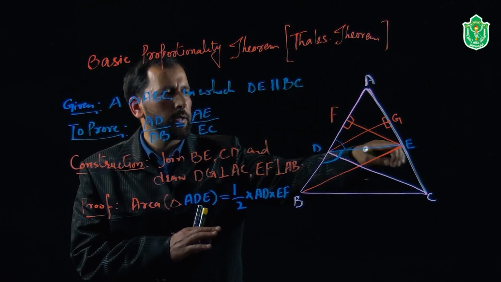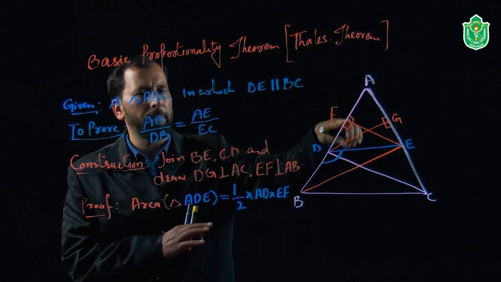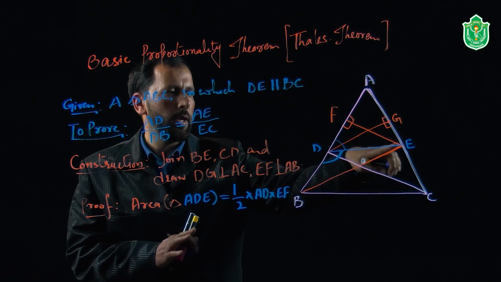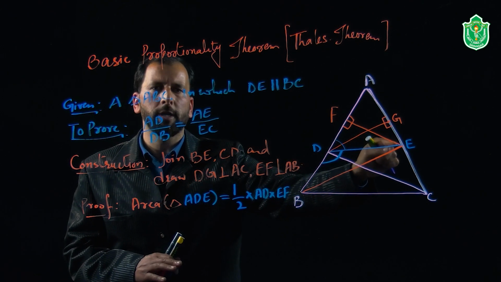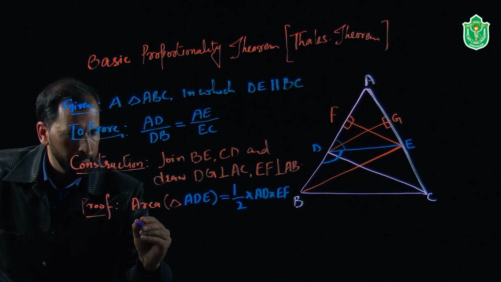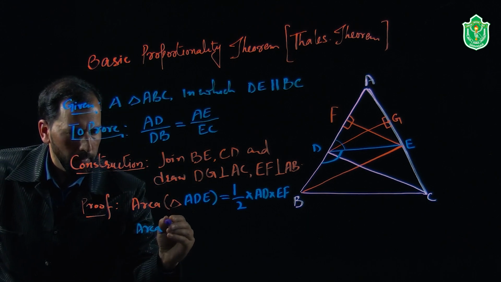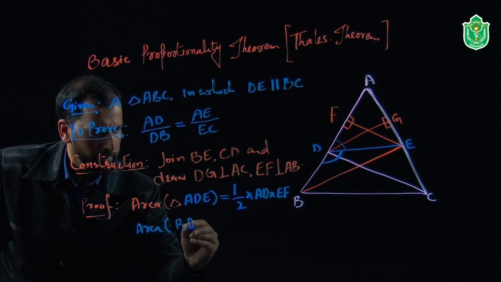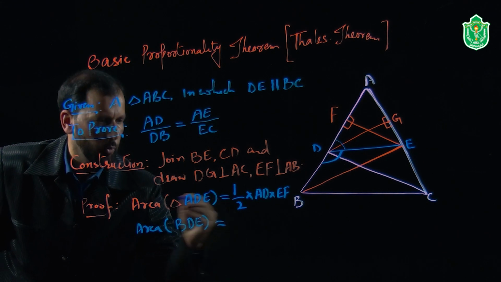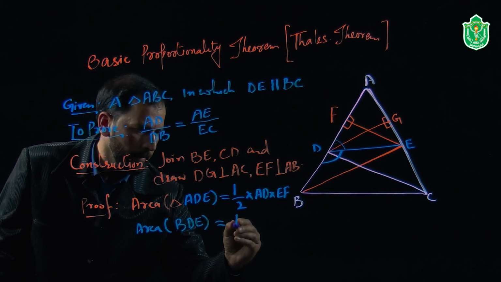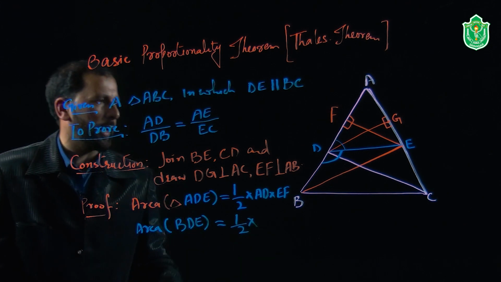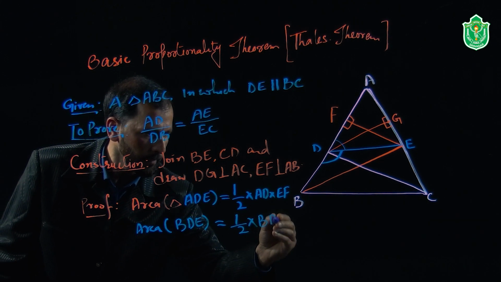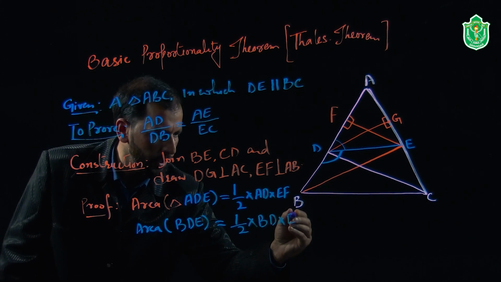From this vertex E, draw a perpendicular from E to get EF here. For this obtuse angle triangle BDE, base is BD and altitude is EF. Similarly, area of triangle BDE is equal to 1/2 of base for this obtuse angle triangle BDE. Base is BD into height, same EF.